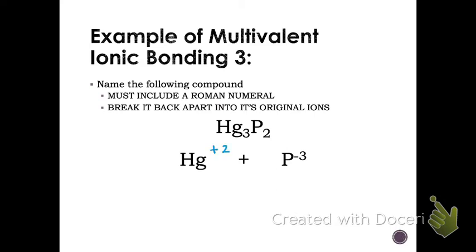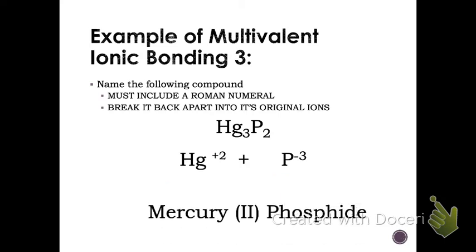okay, so we have to think, are the charges going to cancel? Yes. We've got 3, because if we've got 3 mercuries and 2 phosphoruses, it's going to add up to be 0. So they do cancel out. So mercury has a +2 charge. And so the name of this compound is going to be mercury 2 phosphide, because mercury has a +2 charge. That Roman numeral tells me the charge of the mercury.